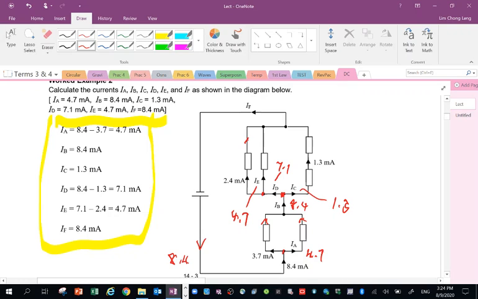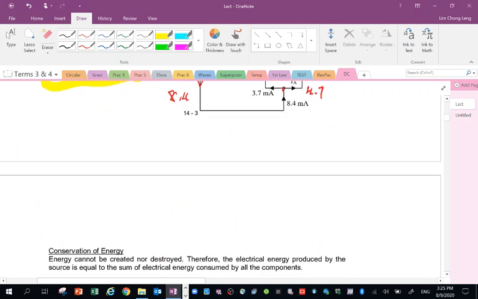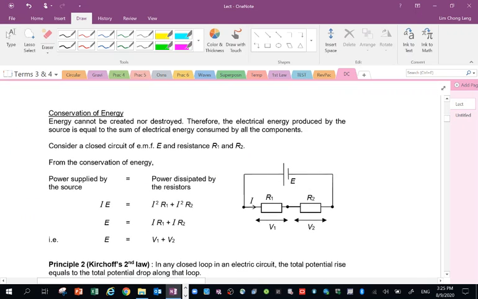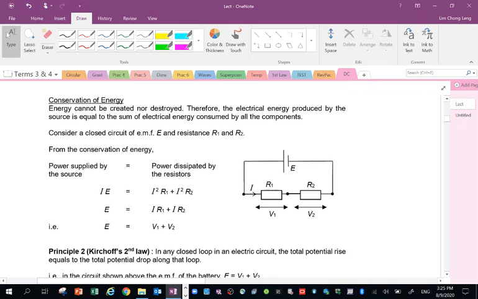So 4.7 plus 2.4, this 2.4, and then plus 1.3, that will give you the main current 8.4. That's how you calculate. Okay, so it's not difficult. You just have to do it step by step, following what is recommended here, and you should be able to understand example 2.